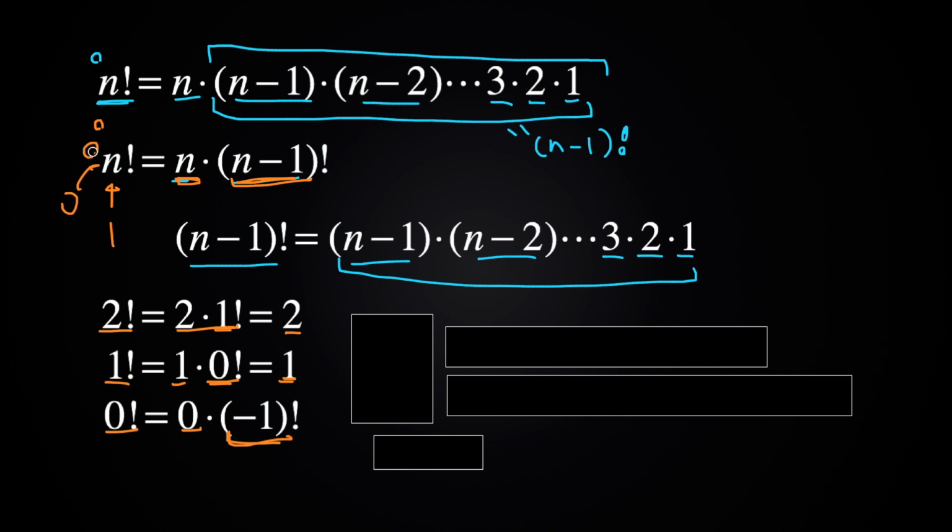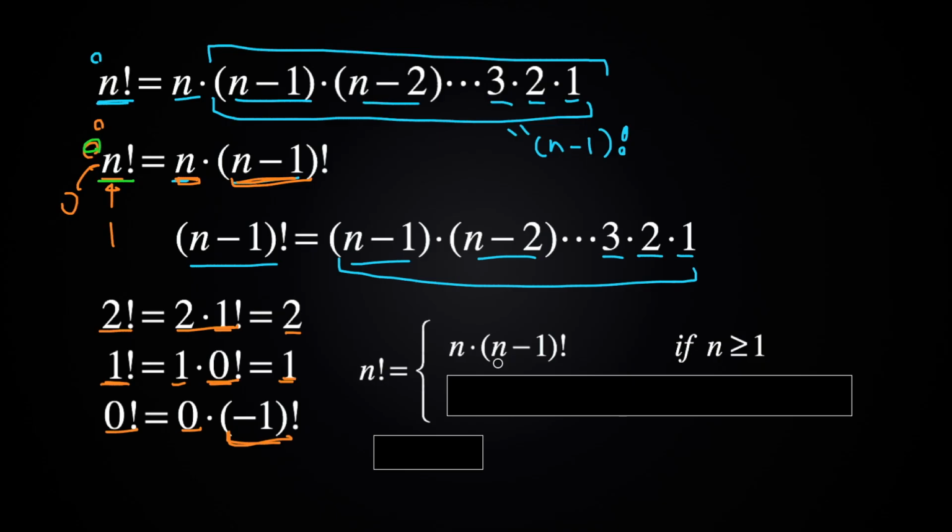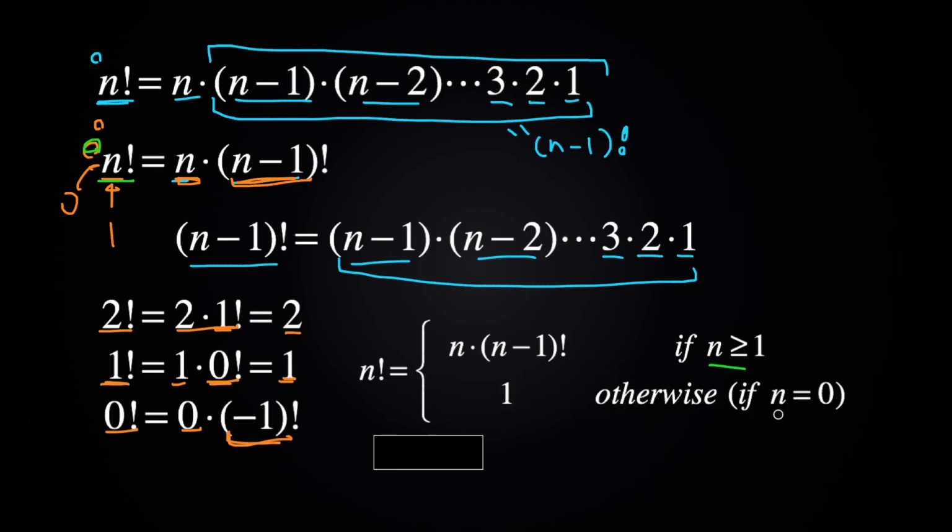So this definition works only for n that is greater than or equal to 1, but it doesn't work for 0. So actually, for this definition to be complete for factorials, we need to write n factorial as 2 separate cases. So here we're going to write n factorial is equal to n times n minus 1 factorial if n is greater than or equal to 1. And if that's not the case, or if n is equal to 0, I wrote otherwise here, n factorial is equal to 1. And this is actually a complete definition of all factorials for all positive integers and 0.